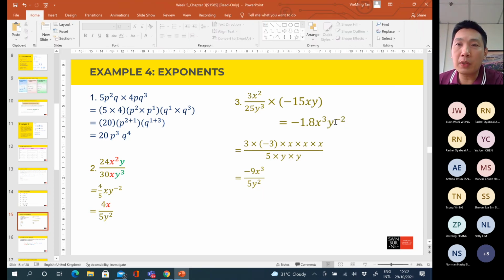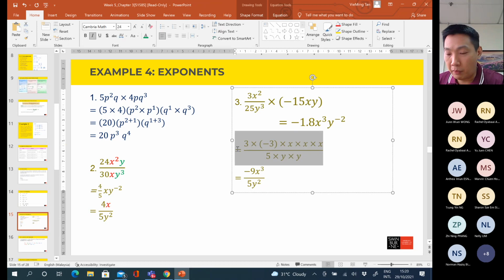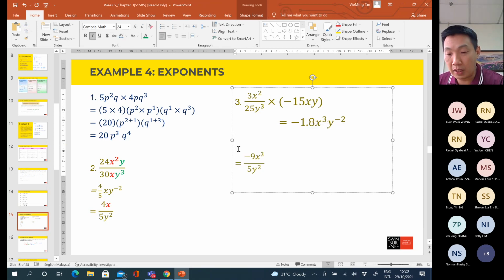Okay, for the final answer, usually we don't want to leave the power value as a negative power number, not nice. So usually we want to leave the answer in a positive index number. So what we can do is move the y variable from the numerator down to the denominator so that the power number can change to a positive number. So if I really want to simplify, it can be like this.